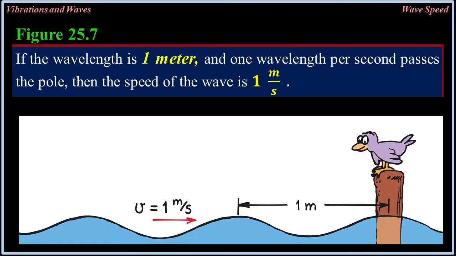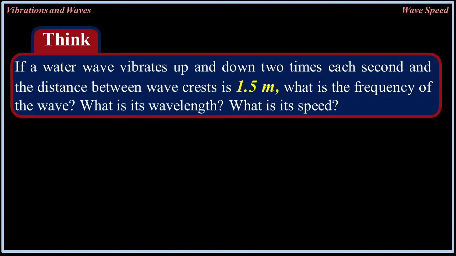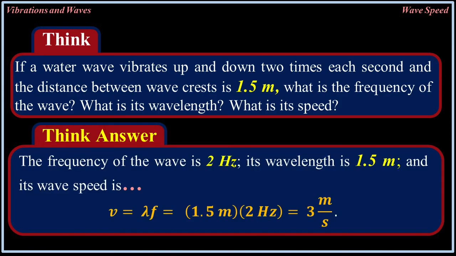Figure 25.7. If the wavelength is 1 meter and 1 wavelength per second passes the pole, then the speed of the wave is 1 meter per second. Think. If a water wave vibrates up and down 2 times each second, and the distance between wave crests is 1.5 meters, what is the frequency of the wave? What is its wavelength? What is its speed? The frequency of the wave is 2 hertz. Its wavelength is 1.5 meters, and its wave speed is lambda times f, which equals 1.5 meters times 2 hertz equals 3 meters per second.